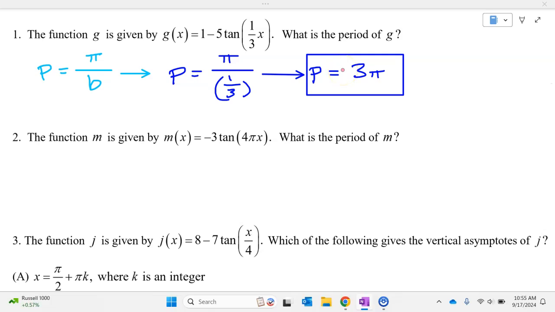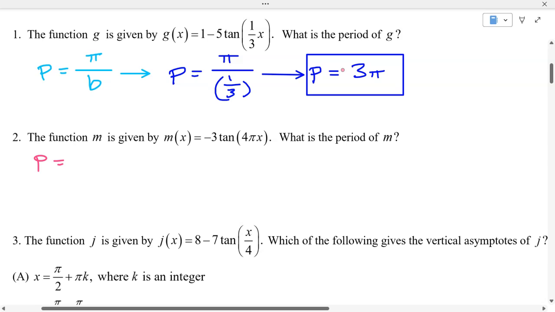Number 2. The function m is given by m of x is equal to -3 times the tangent of 4 pi x. What is the period of m? Well, again, we know the period to be pi divided by the b value for a tangent function. In this case, the b value is 4 pi, so this will be pi divided by 4 pi. The pi's cancel each other out, so we end up with the period is equal to 1/4.